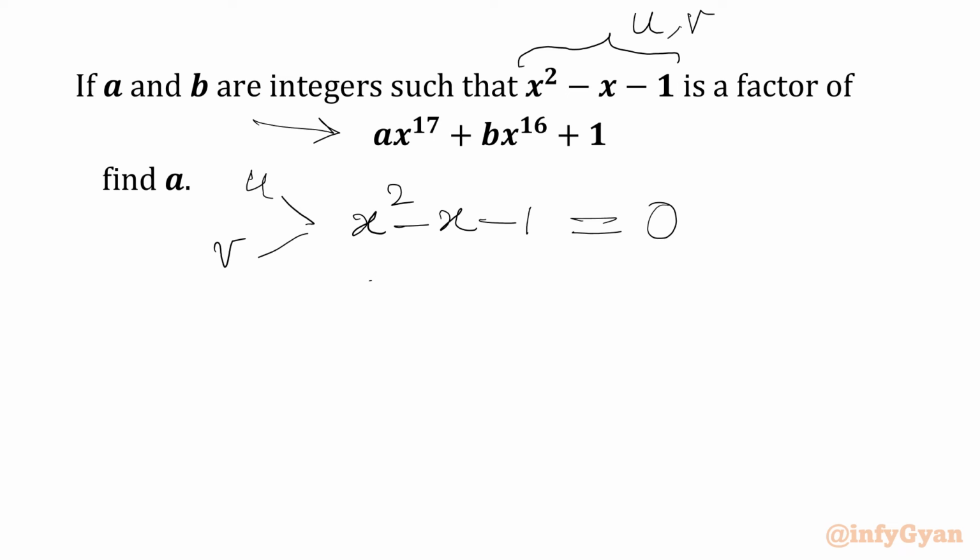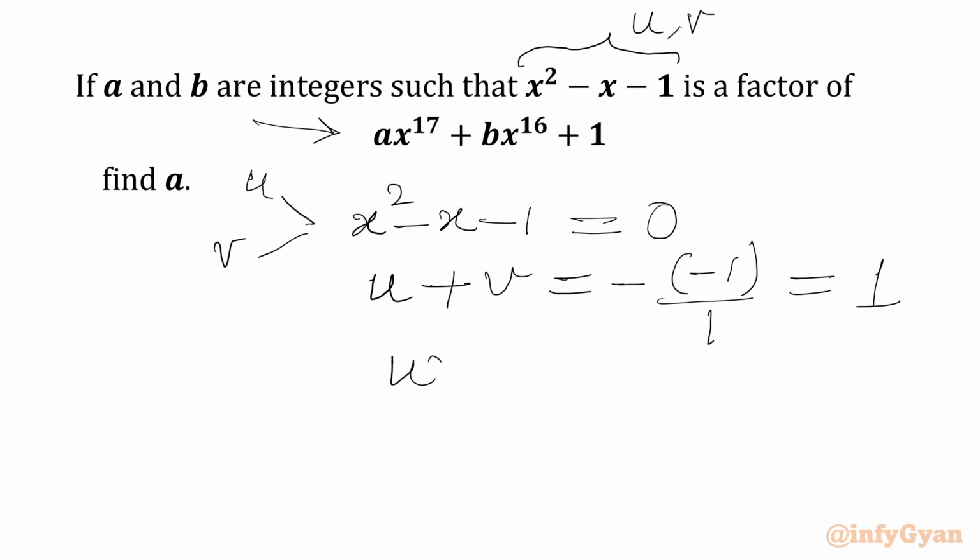Then we can write u plus v, sum of roots, it is minus b over a. So we'll write minus of minus 1 over 1. So value will be plus 1. And using Vieta's, we will write product of roots also. This will be equal to c over a. So minus 1 over 1, value will be negative 1. So we have u plus v, u times v, both values are available for us.